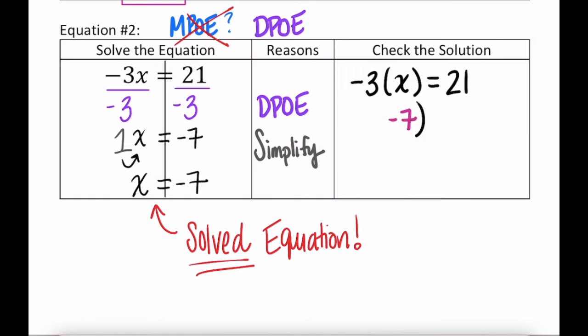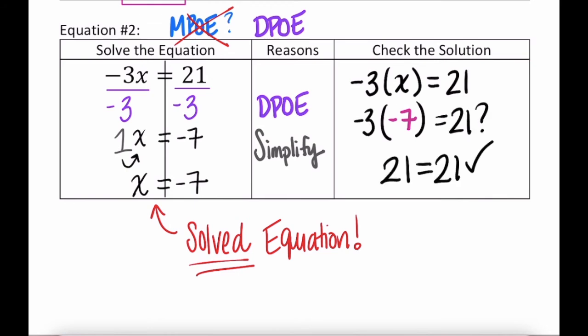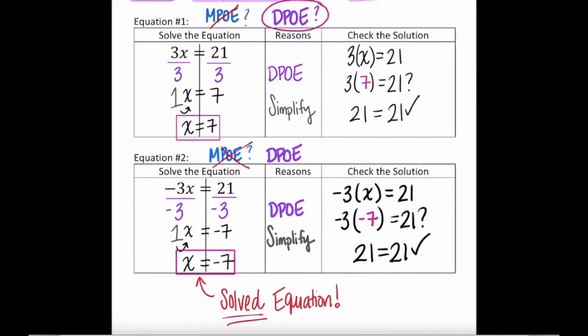-7. Okay, does -3 times -7 equal 21? Yes, it does. And this equation has now been solved, meaning -7 is the solution to this equation. So both of these equations happen to be solved using division property of equality. And you might notice that both of the equations have multiplication. So division, it appears, solves an equation with multiplication.